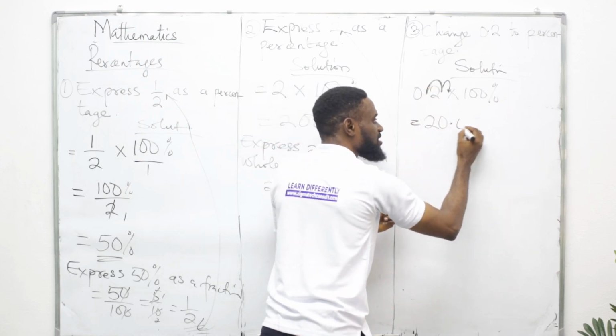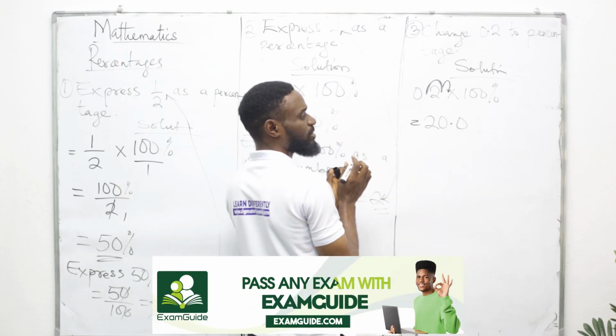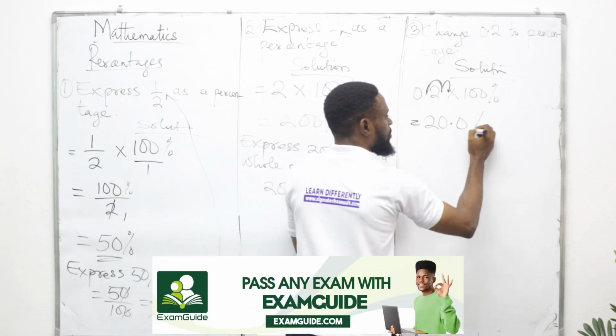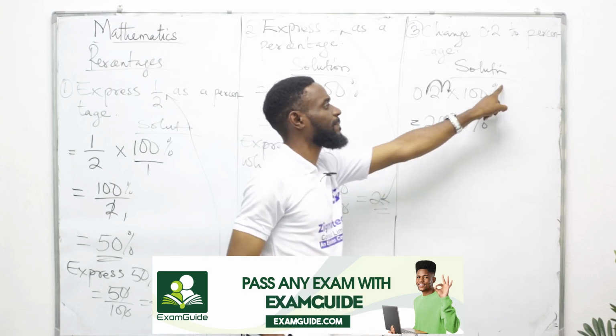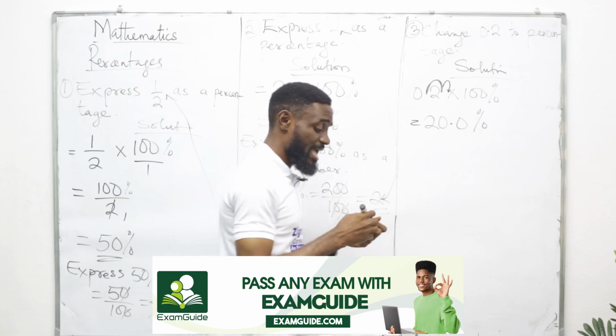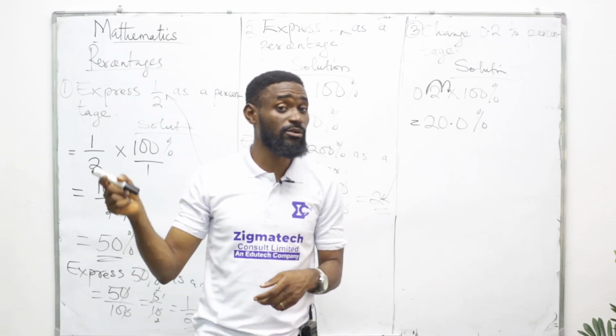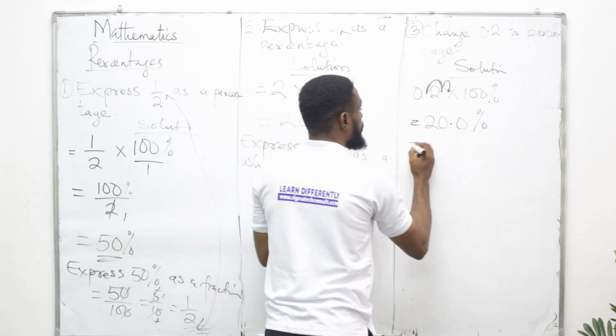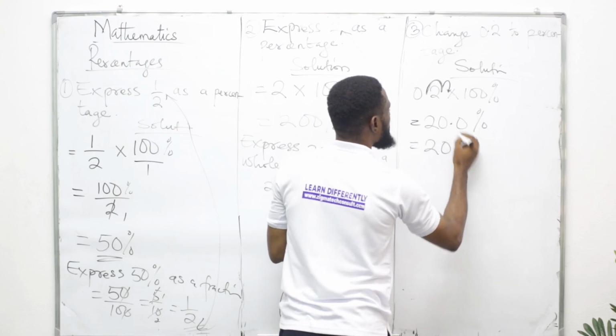This is now point 0. You now put point 0 there. Okay? So you put your percentage. Remember, in real numbers, any whole number has an invisible point 0. It means that this 20 can also be written as 20%.